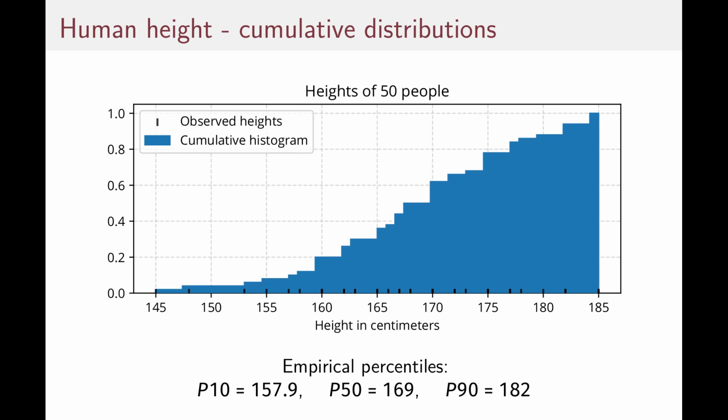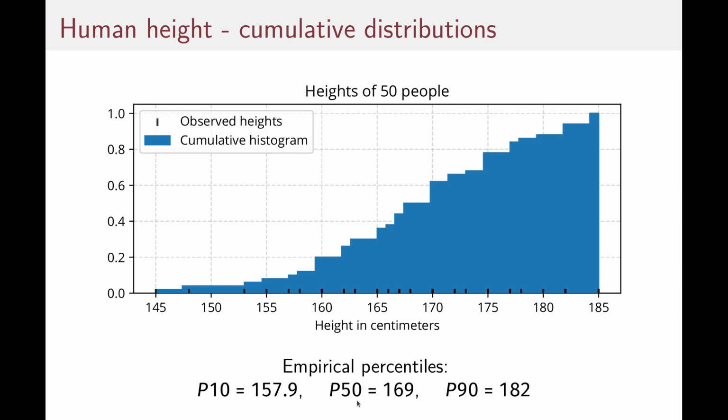We can also fit a cumulative histogram. And with a cumulative histogram, we can find what's called empirical percentiles. And these are the numbers such that a proportion of people is lower than or equal to that number. So for instance, P10, that's the height such that 90% of people are taller than this height. So 90%, that's 45 of these people are higher than 157.